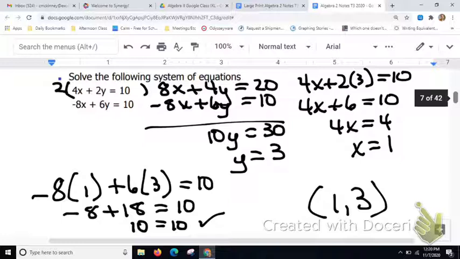All right, so if that's not clicking, then you may want to contact me to get some extra help. But hopefully that rings a bell. So far, we've only had to multiply one equation, not both.